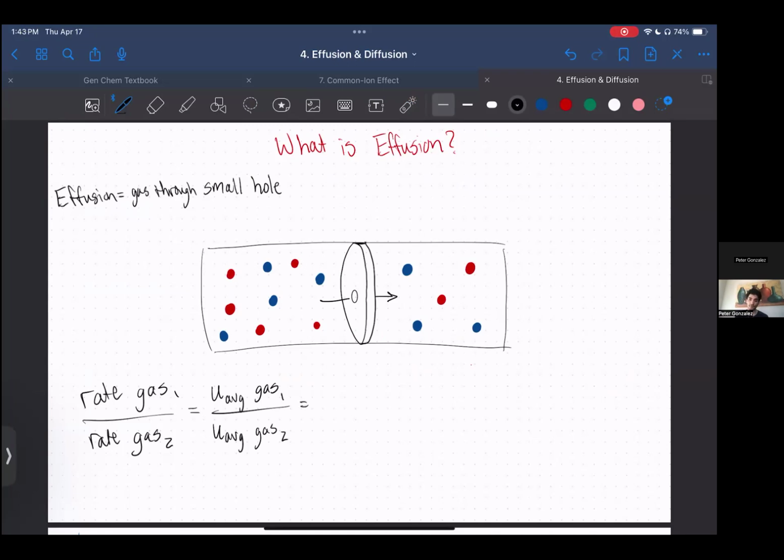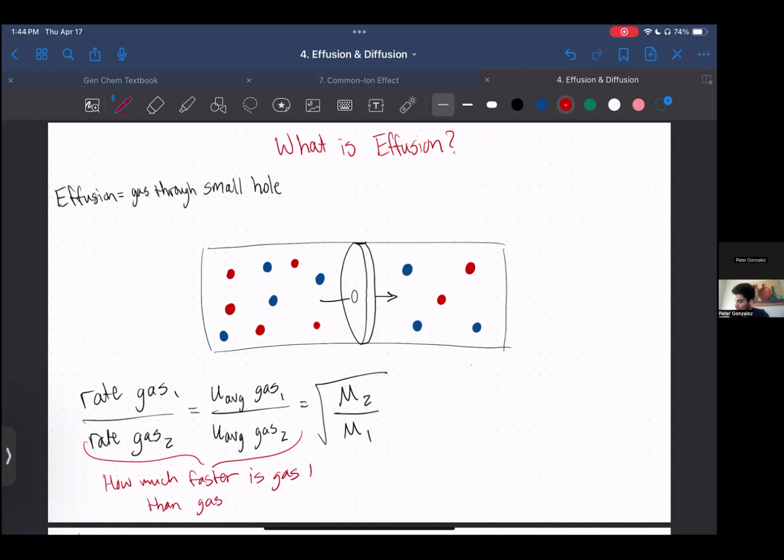So the rate of whatever arbitrary gas one you pick, divided by the rate of gas two, will be equal to the ratio of the mass of gas two divided by the mass of gas one. So this is where I said you really got to keep your ones and your twos straight because they get flipped, right? It's kind of weird, but if you want a good way to remember this, just think about it like this. It's a simple fact that this left side of the equation tells you how much faster is gas one than gas two. Because if gas one moves twice as fast, this will just be a two because it's double, right?